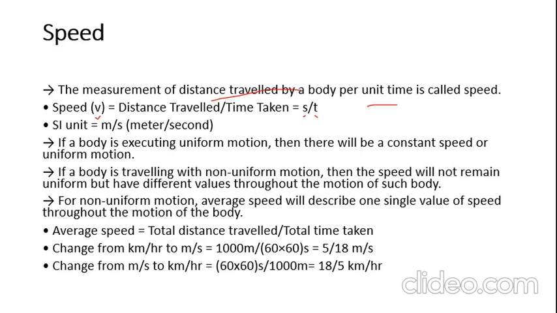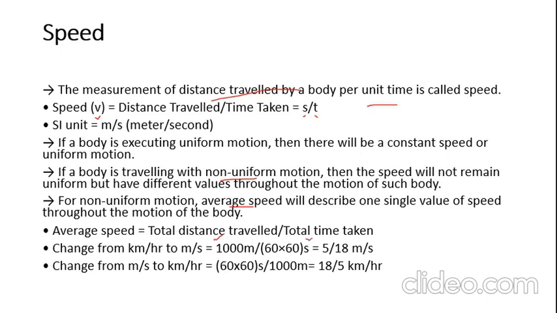If a body is traveling with non-uniform motion, the speed of an object need not be constant always. In most of the cases, objects will be in non-uniform motion. Therefore, we describe the rate of motion of such objects in terms of their average speed. So for non-uniform motion, we should always take average speed. The average speed of an object is obtained by dividing the total distance traveled by the total time taken.